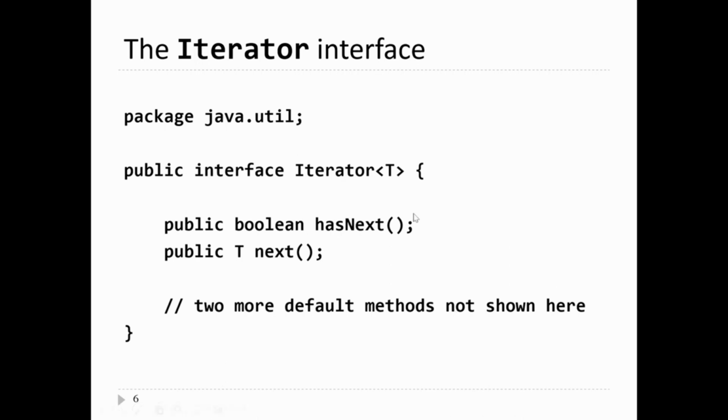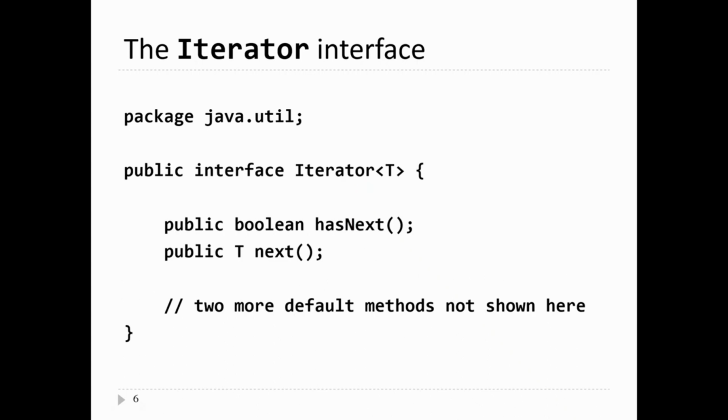The interface for iterator has two methods. There's two more methods that aren't relevant for our discussion right now. So there's a method called hasNext, and there's a method called next. Notice that iterator is a generic type. So you have to specify the type of the element of the collection that you're iterating over. So if you have a list of integer, then the iterator for that list is an iterator over integer objects.